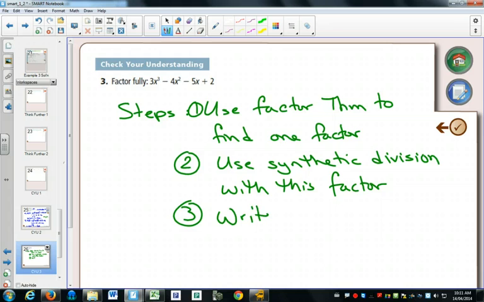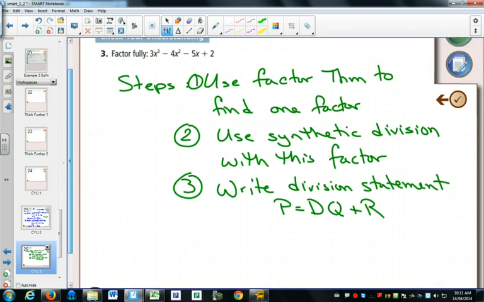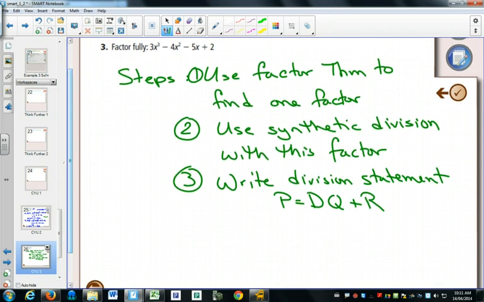Once you get your answer, we'll write our division statement. That's your Dairy Queen statement. And the remainder will be 0 if it was truly a factor. And usually you'll have an x cubed one, which will leave you an x squared one, which you can factor normally.